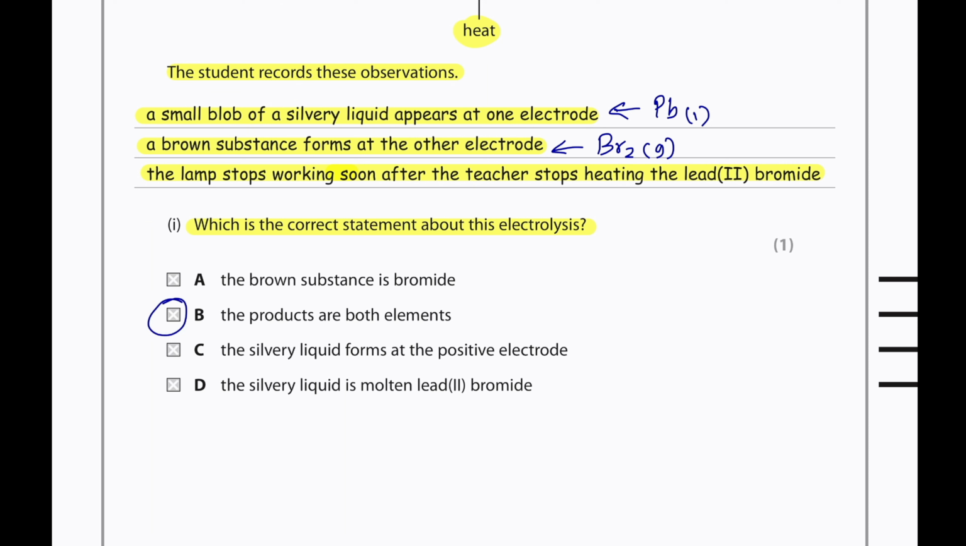The products are both elements. The brown substance is bromine, not bromide. The silvery liquid forms at the negative electrode, not the positive electrode. The silvery liquid is not molten lead bromide.